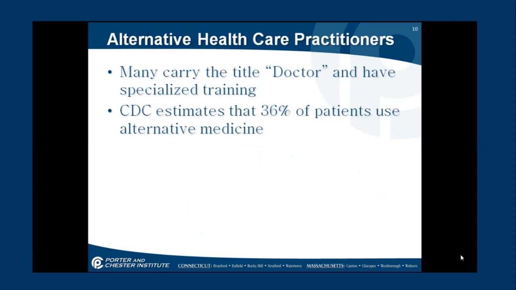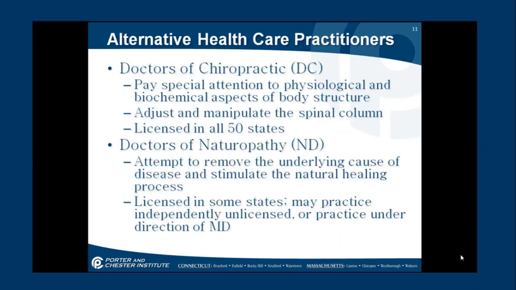Alternative medicine care practitioners. Many carry the title doctor and have specialized training. The CDC estimates that 36% of patients use alternative medicine. Some alternative healthcare practitioners: the Doctor of Chiropractic pays special attention to the physiological and biochemical aspects of body structure. They adjust and manipulate the spinal column, and they are licensed in all 50 states.